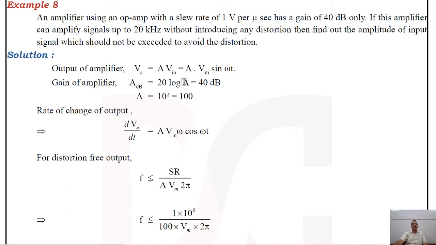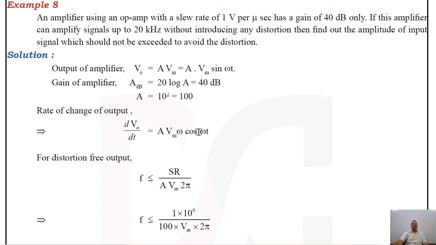20 log A is 40 dB, given to you. So A equals 10 to the power 2, that is 100. So we have obtained the gain A. Now the rate of change of output will be what? You differentiate this equation, so that is A Vin Vm into omega cos omega t.